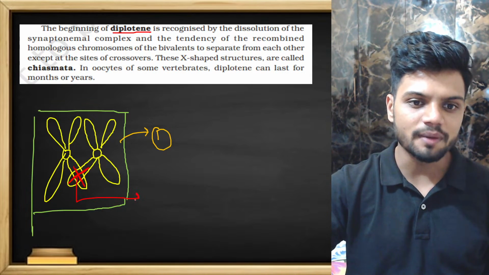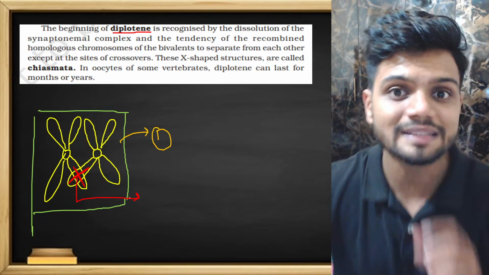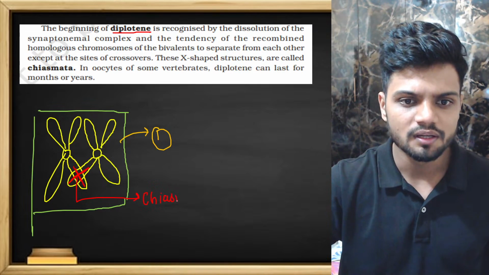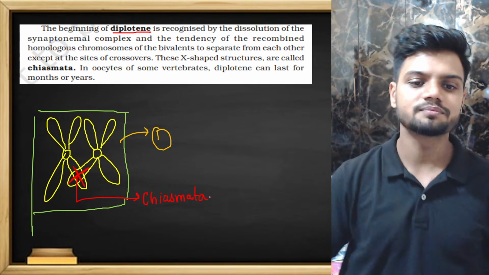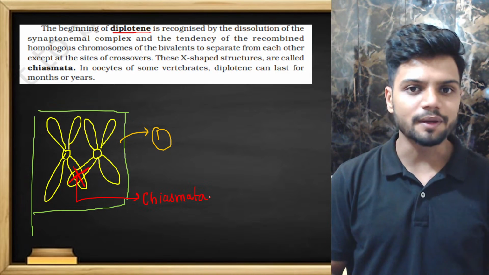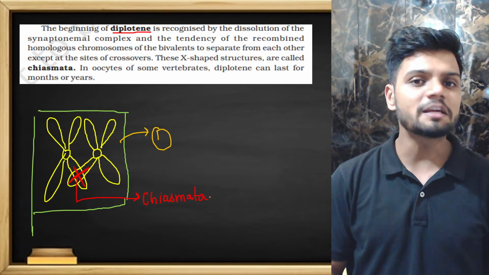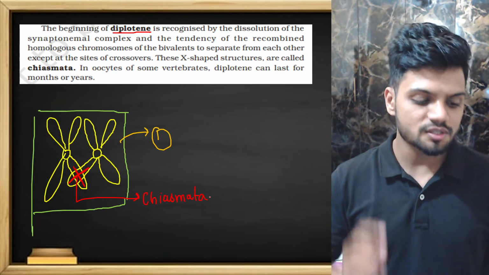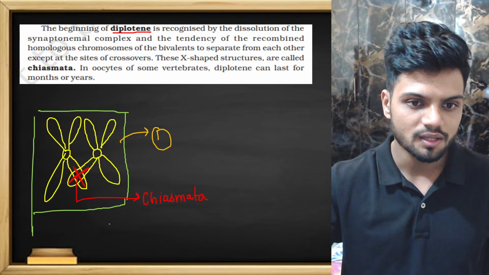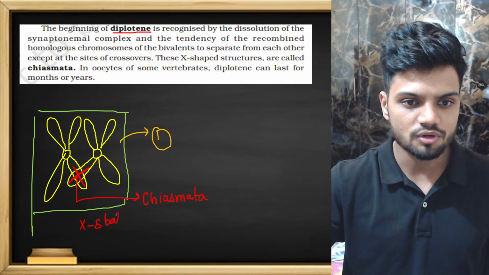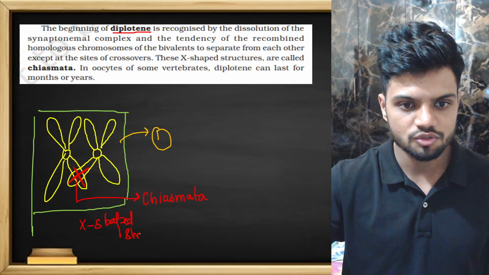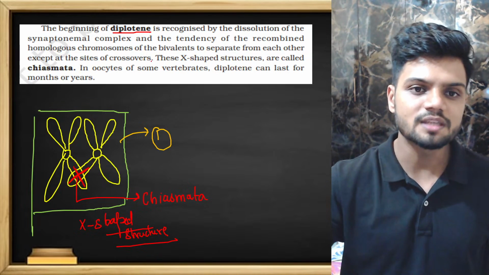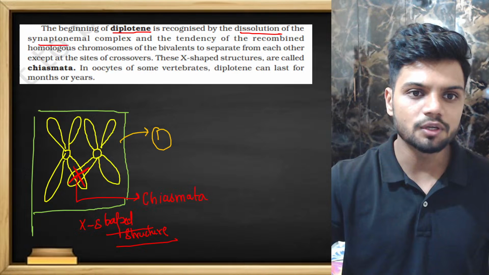This point of attachment, the only point where the chromosomes are attached, is called chiasmata. The X-shaped structure is called chiasmata. So what is the first step? Dissolution of the synaptonemal complex.